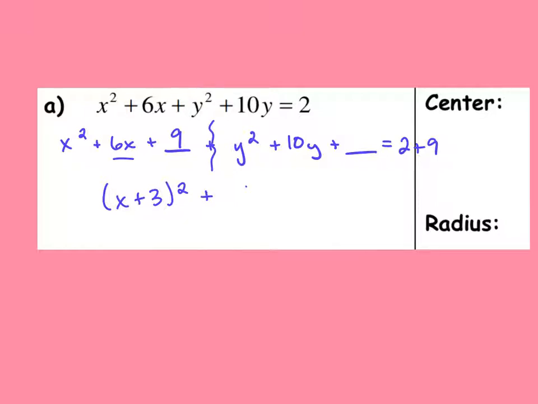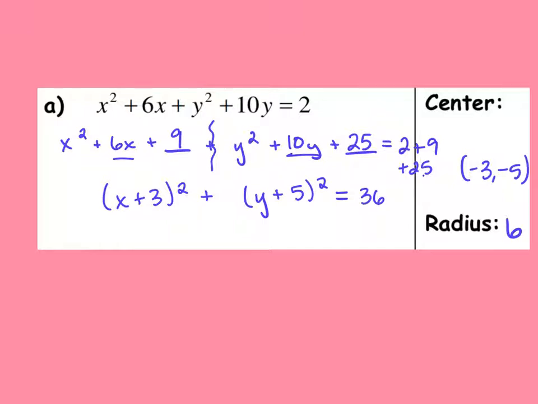Drop down my plus. Look over here, 10 divided by 2 is 5, so I've got y plus 5 squared. And then 5 squared is 25, so I need that last number to be 25, so I'm going to add that over here as well. So then if I just simplify my right side of the equation, 2 plus 9 is 11, plus 25 is 36. Square root of 36 is 6, so my radius is 6, and my center is -3, -5.